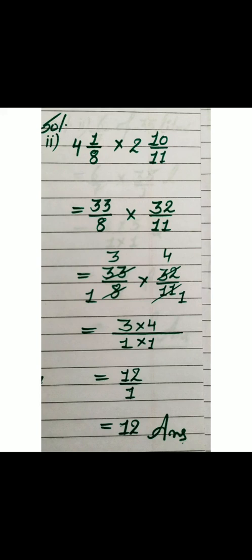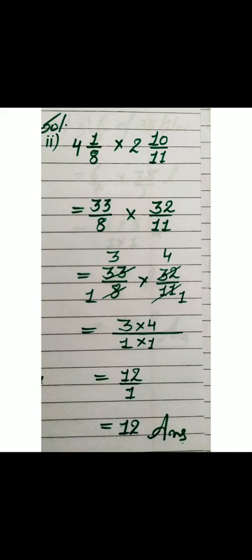It will be 33 upon 8, and this 2 whole 10 upon 11 will be 11 twos are 22, and 22 plus 10 will be 32 upon 11. Now as you are seeing here, this 33 and 11 both are divisible by 11, like 11 ones are 11 and 11 threes are 33, and this 8 and 32 both are divisible by 8, like 8 ones are 8 and 8 fours are 32.